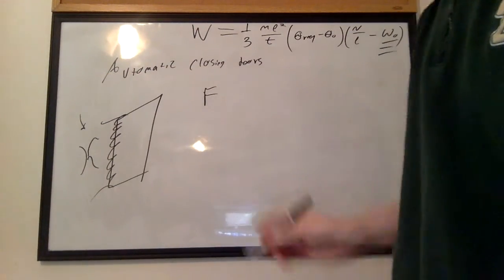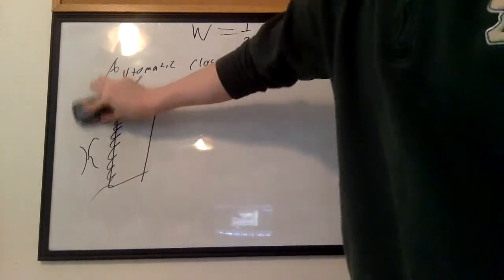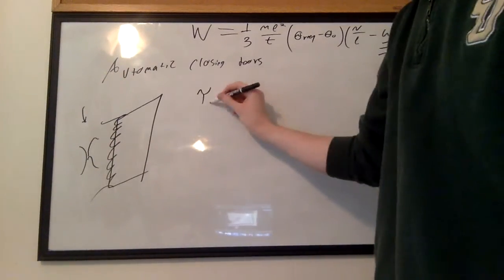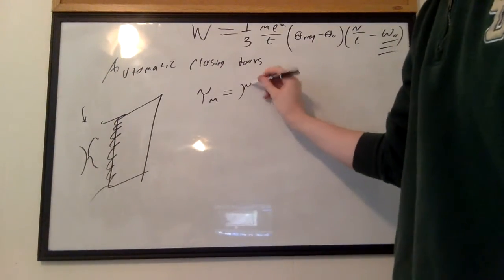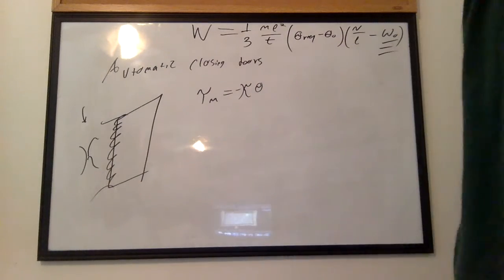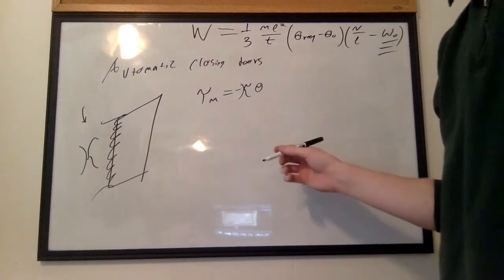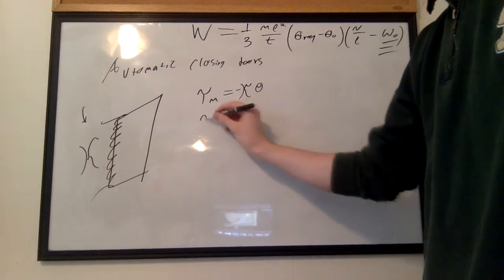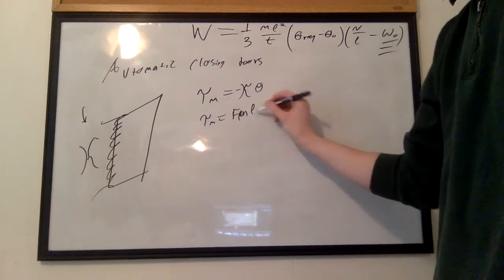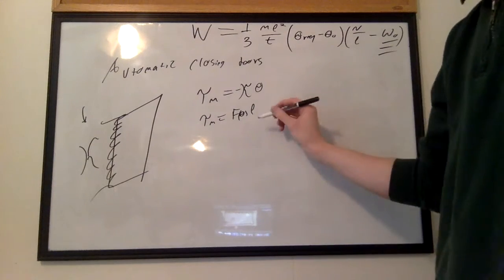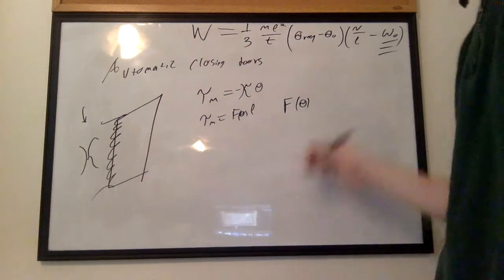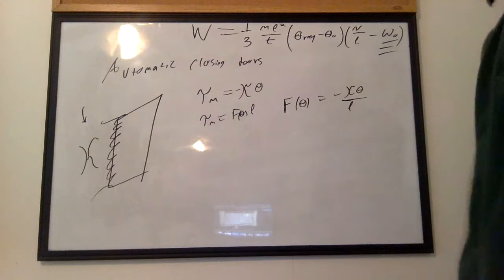And here, there's going to be some torsion, or torque, which is equal to the torsion coefficient times the angle, similar to how a mass on a spring would be with the displacement times the spring constant. And that's going to be equal to some force times the moment arm. And we can just solve for the force.